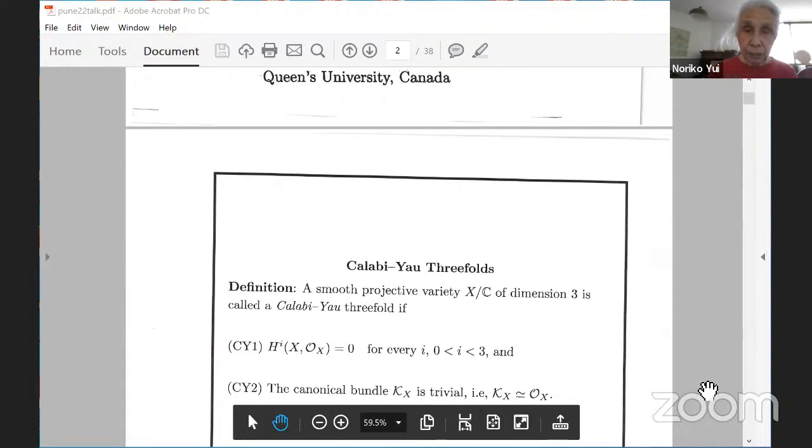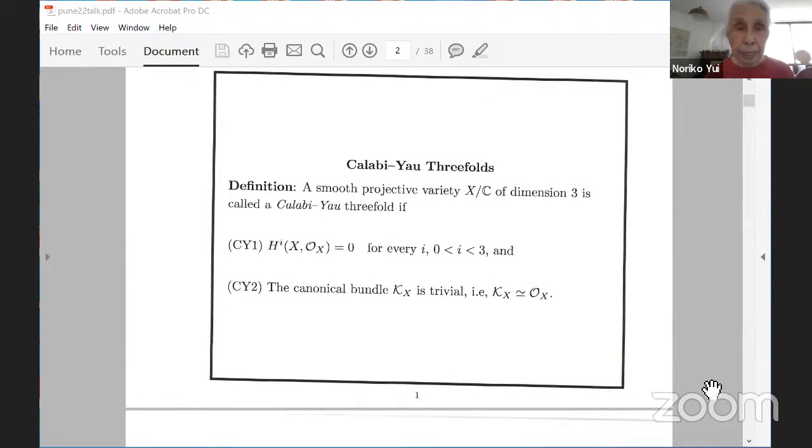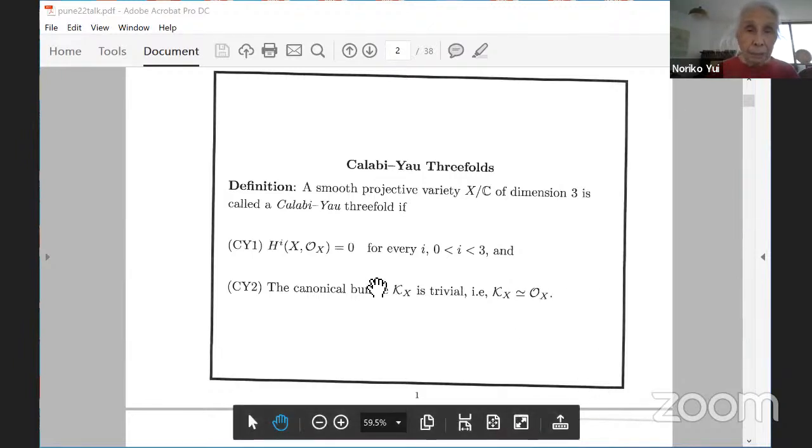So here's the definition. A Calabi-Yau threefold is a complex projective variety of dimension 3, satisfying these two conditions. The first condition is that h^i(X, O_X) equals 0, where i, in this case for dimension 3, is 1 and 2. And the canonical bundle ought to be trivial.